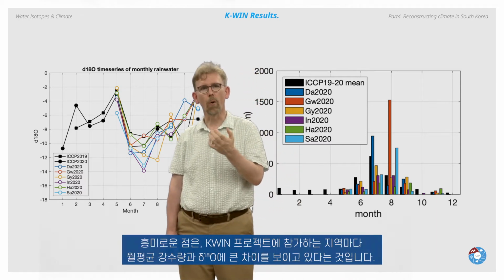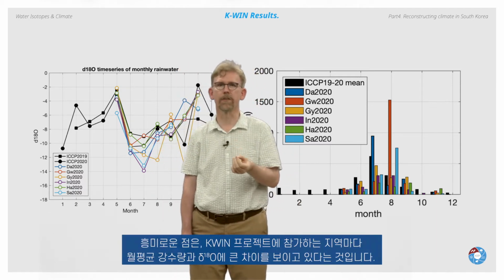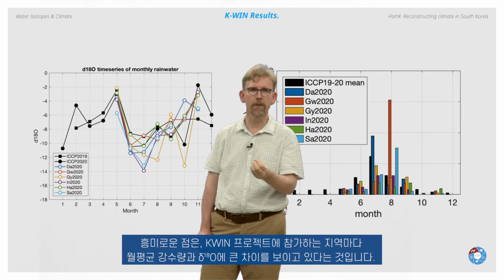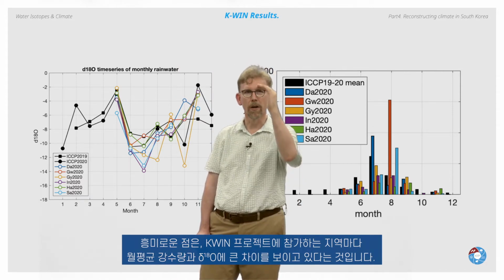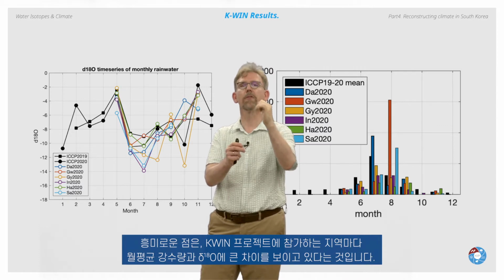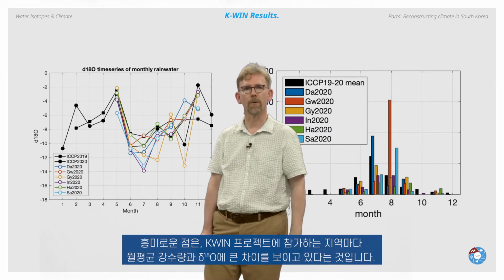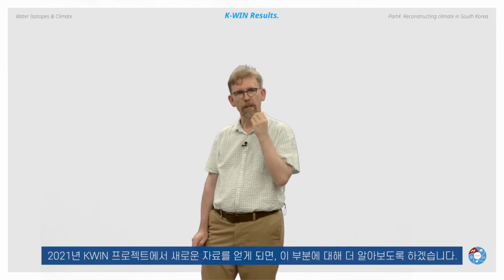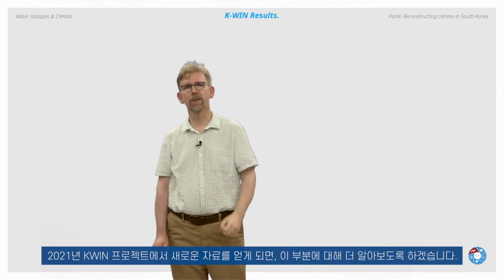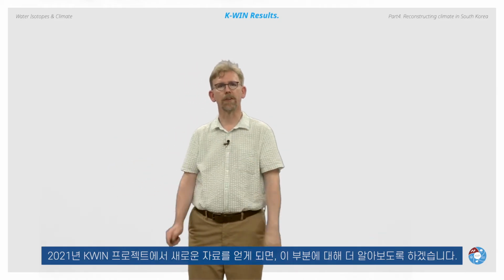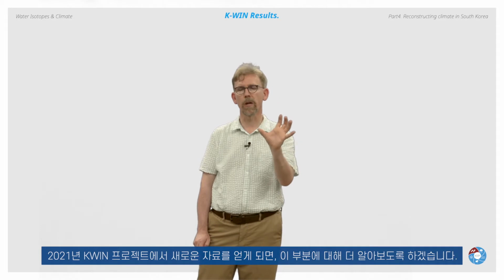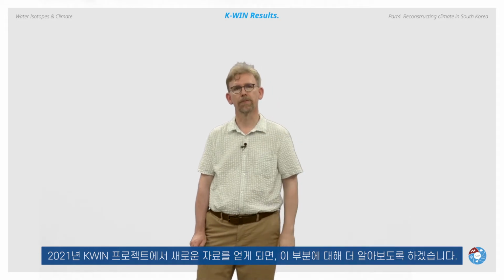Interestingly, we also see large regional differences between the different KWIN sites in Korea, both in terms of the mean monthly rainfall and delta 18O. We will explore those a little bit later once we also have the data available from the 2021 KWIN phase.